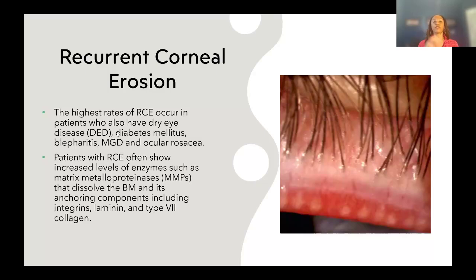So there are several factors. Just because a patient had an injury or has some sort of corneal dystrophy doesn't mean they're going to end up with an RCE. These other things have to also be part of the picture: dry eye, diabetes, MGD, blepharitis. And if they were tested, they would also show an increased level of certain enzymes such as matrix metalloproteinases that will dissolve the underlying basement membrane.